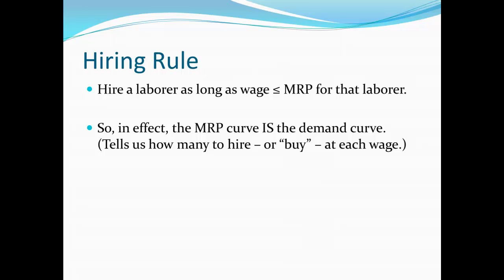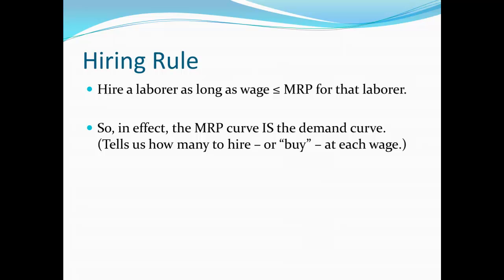So my hiring rule, then, is that I'm going to hire a laborer as long as their wage is less than or equal to the marginal revenue product for that labor. So in effect, the marginal revenue product curve is going to be my demand curve. That is, it will tell me how many people to hire or buy at every single wage.